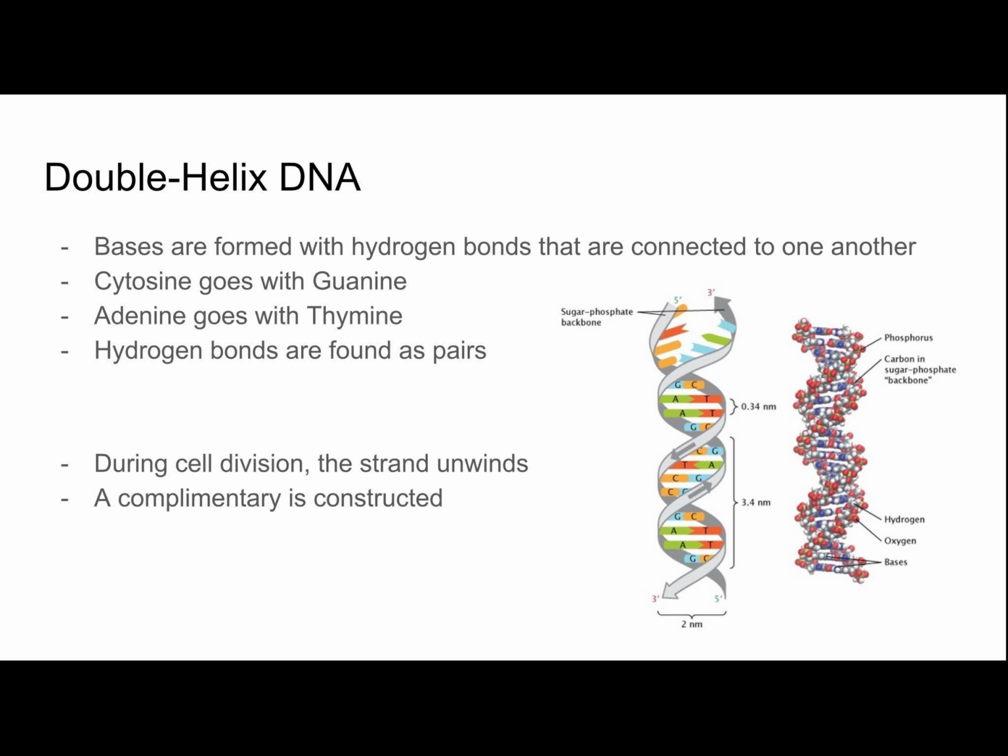Bases of DNA are held together by hydrogen bonds. Cytosine is bonded to guanine, and adenine is bonded to thymine. The hydrogen bonds are found as pairs on the 2 strands of DNA. During cell division, the DNA unwinds and new complementary strands are constructed. These unraveled strands serve as a template for attaching complementary bases, which results in the double-helix structure of DNA.